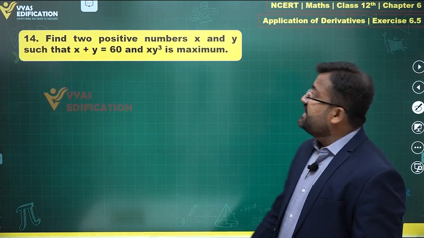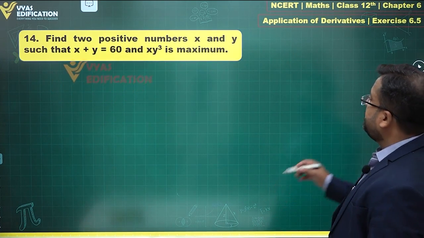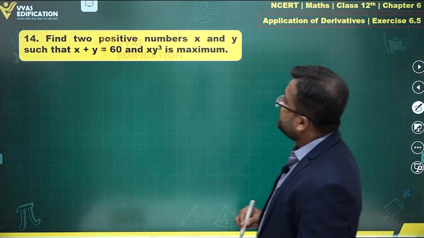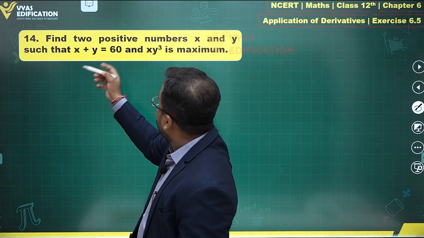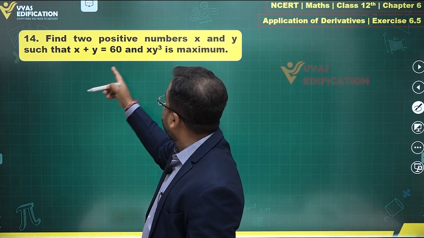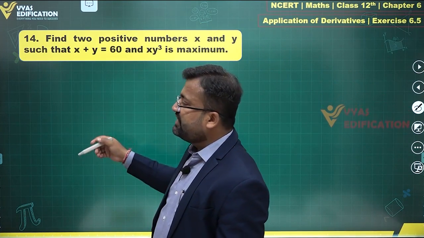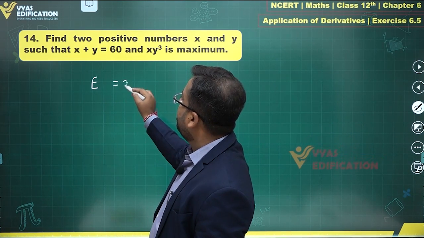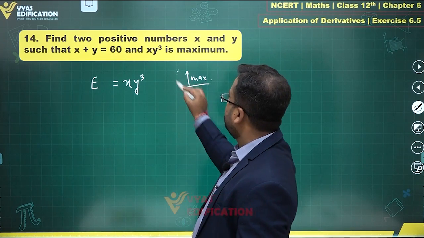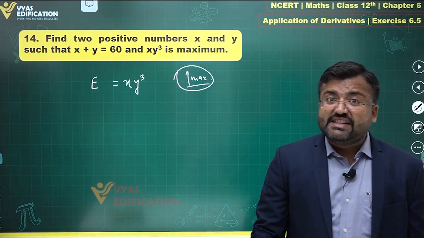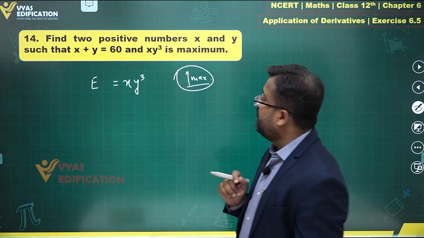The 14th question says: find two positive numbers x and y such that x plus y is equal to 60 and xy power 3 is maximum. Okay, we are interested in this. So we want to maximize this product, or we can call this expression E. Let us say xy power 3 has to be maximized. The important thing is to try to write this in terms of a single variable.